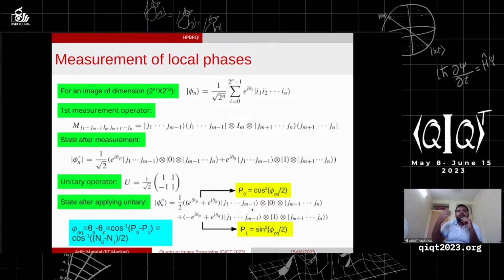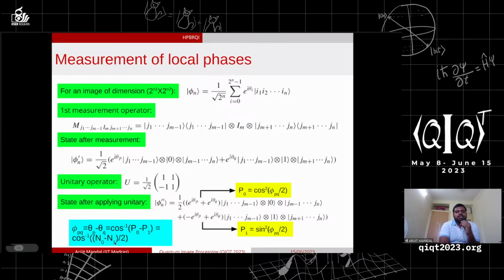Now after doing a little bit of algebra, you will get the probability of getting ket0 in the mth position is cos square phi pq by 2, and the probability of getting 1 in the mth qubit is sin square phi pq by 2. Now let's see, if you perform n number of measurements, and out of the n measurements, n0 times you will get ket0, and n1 times you will get ket1. Now if you subtract these two values and do a little bit of algebra, finally you will come up with this equation.